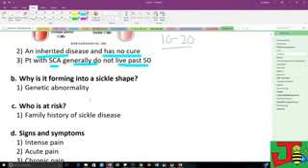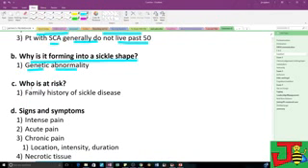So the next question will be, why is it forming into a sickle shape? It is because of a genetic abnormality, and I know this is very broad, but I got you guys' back because I'm going to show you an animation with a very good detailed explanation of why it forms into a sickle shape, and I will leave the link in the description below. So make sure to check that out. The next question will be, who is at risk? It will be those with a family history of sickle cell disease.